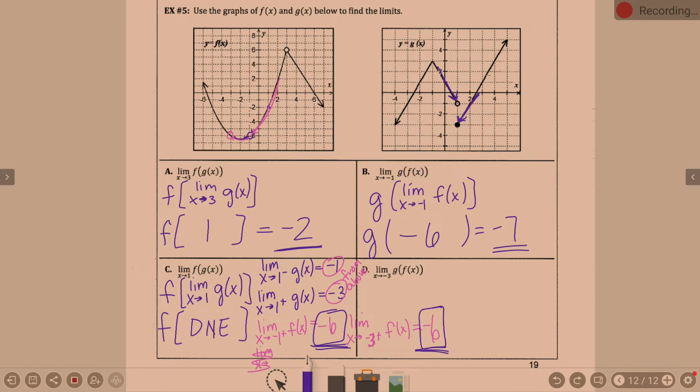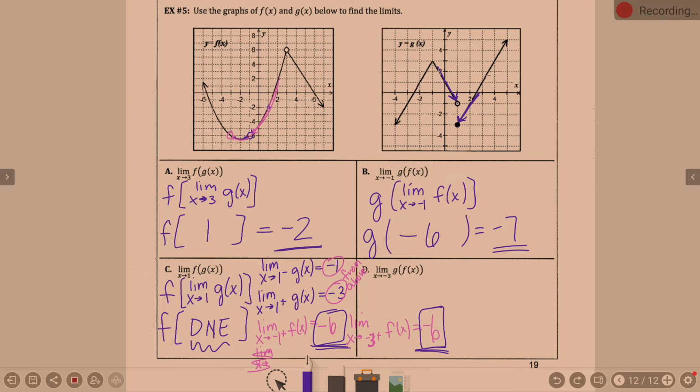Does that work if it comes from the bottom? Yeah, if they were both coming from below, then we would just approach from the left, that's the difference. So if it's a composition and there's a DNE, then we check that. Yes, and that's why we did it, because we ran into this does not exist.